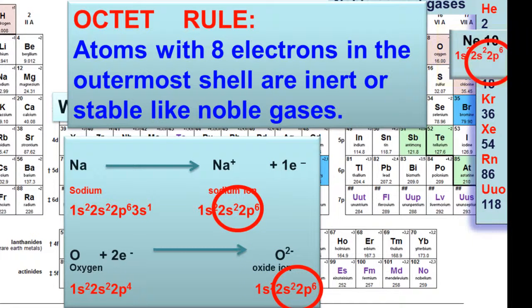Atoms with 8 electrons in the outermost shell are inert or stable like noble gases, and all other elements of the periodic table are chemically reactive because they want to gain, lose or share electrons so that they can have 8 electrons in their outermost shell. And that is the reason ions are formed.